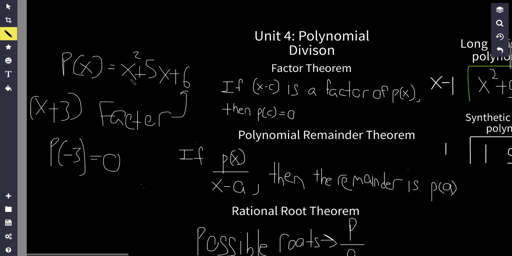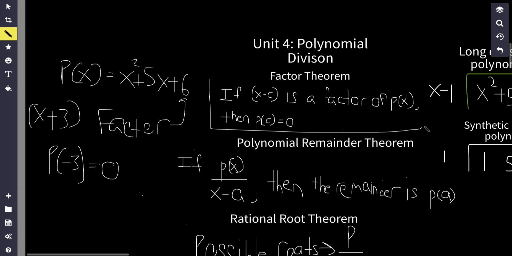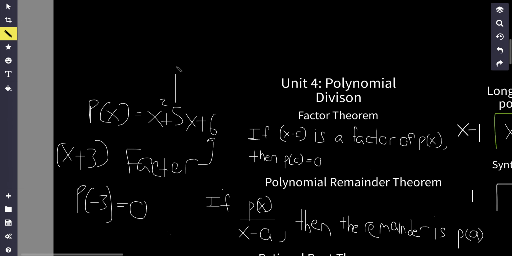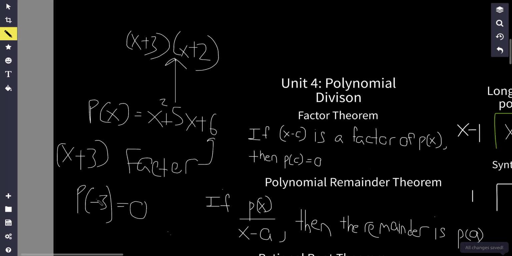And you can actually plug -3 in for yourself. -3 squared is just 9. 5 times -3 is -15. So 9 minus 15 plus 6 is equal to 0. The factor theorem sort of makes sense because I can factor this polynomial. If you remember factoring, this factors out to x plus 3 times x plus 2. And notice how if I plug in p of -3 into this x plus 3, -3 plus 3 gives me 0. And 0 times whatever this is also 0.